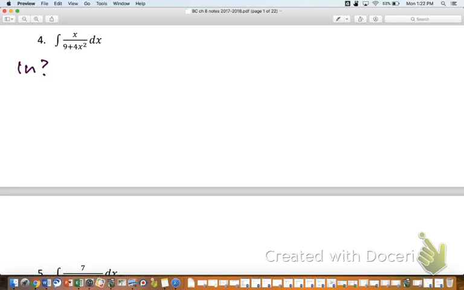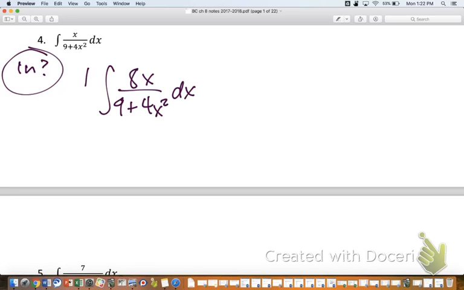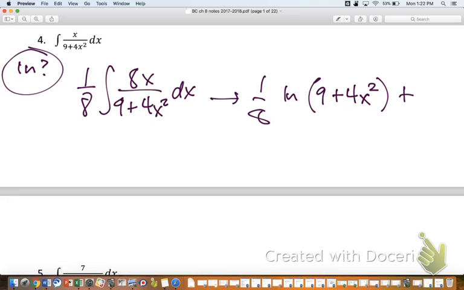So what I'm going to do is fix this. The answer is yes, it's ln. So I'm going to multiply the top by 8, and I'm allowed to do that as long as I multiply the outside by 1/8. Okay, so I've balanced it out. What this means then, since it is an ln, it would be 1/8 natural log of the denominator. There's really no need for me to put absolute values here. Why don't I have to put absolute values? Yeah, there's no way that 9 plus 4x squared could be negative, at least not with real numbers.